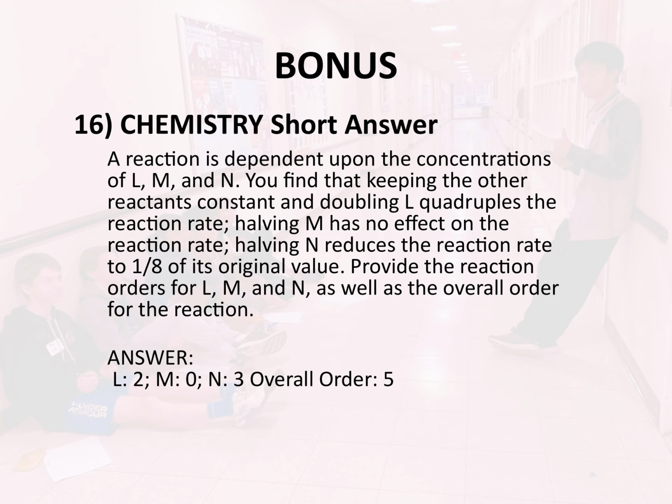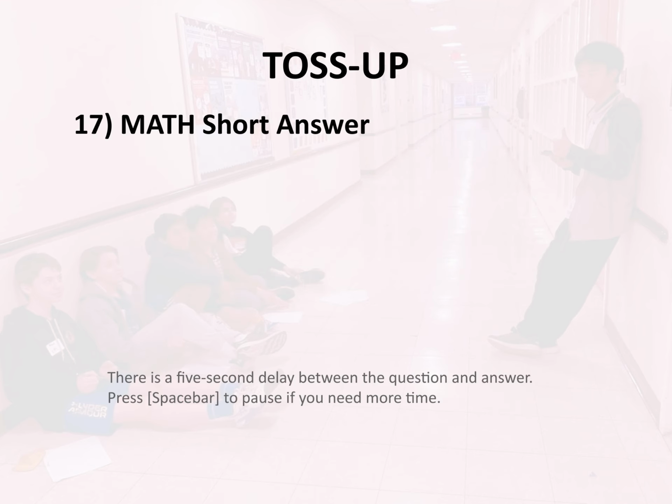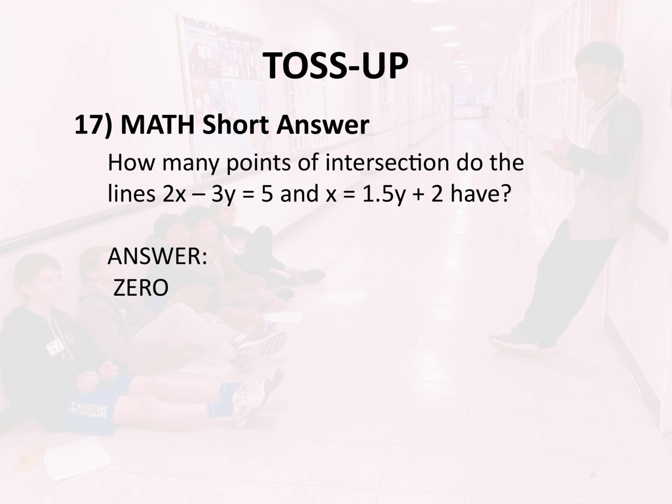Answer: L2, M0, N3, overall order 5. Toss-up: 17. Math. Short answer. How many points of intersection do the lines 2x minus 3y equals 5 and x equals 1.5y plus 2 have? Answer: 0.